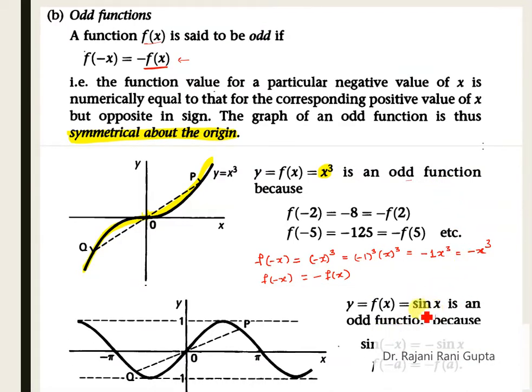Another example is sine of x. We know the property of this trigonometric function, that sine of minus x is minus sine of x. So we say that this is an odd function. Also it is symmetric about the origin.